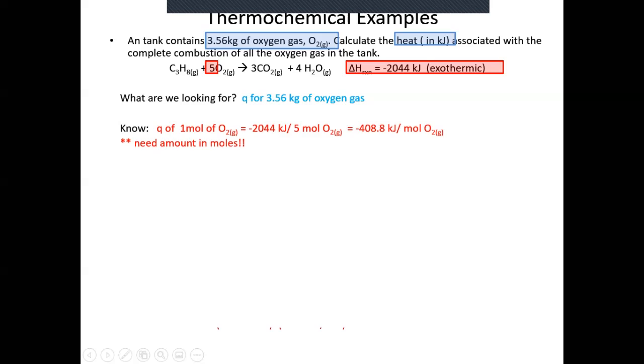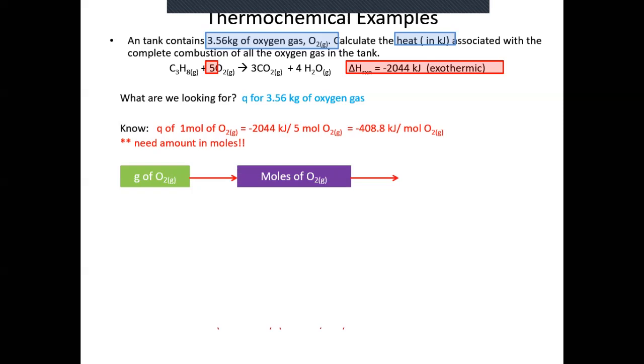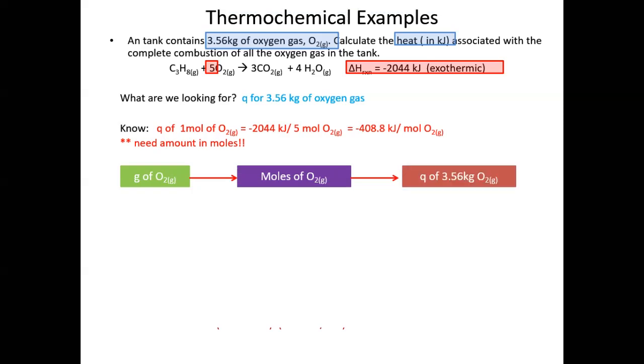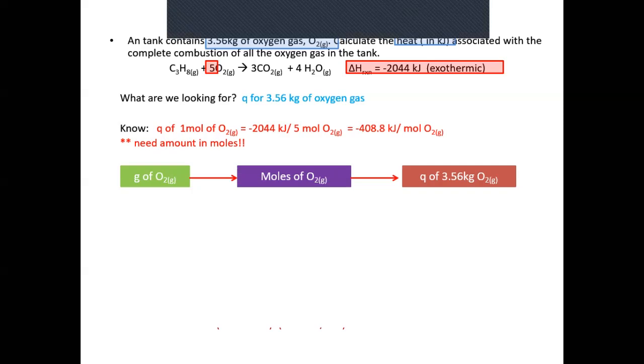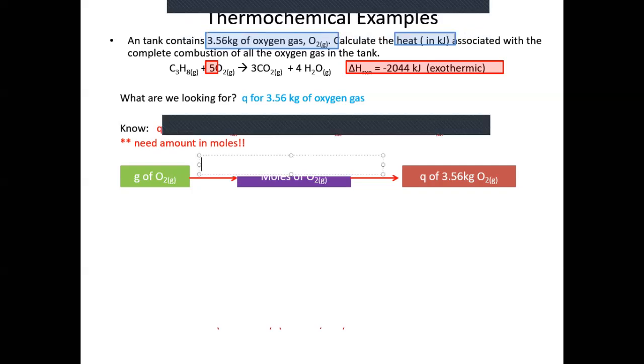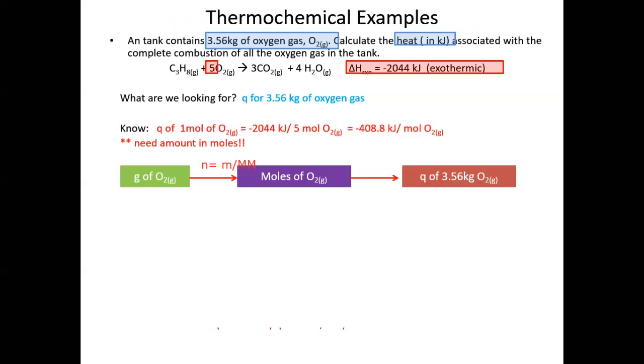Again, when we're doing this problem, we need to make sure the amount is in moles. Right now we have 3.56 kilograms of oxygen gas. One of the next steps would be to convert that to moles. So we take the grams of O2, make sure you convert it to grams, since this is in kilograms, convert it to moles of O2, and then to heat. And remember that to go from mass to moles, moles equals mass divided by molar mass. And Q equals delta H times n.